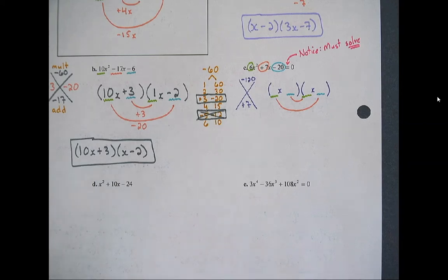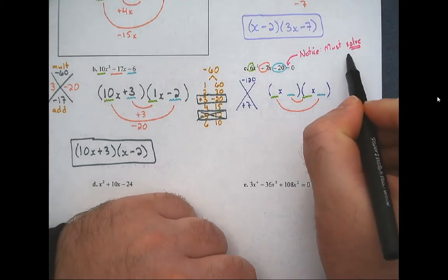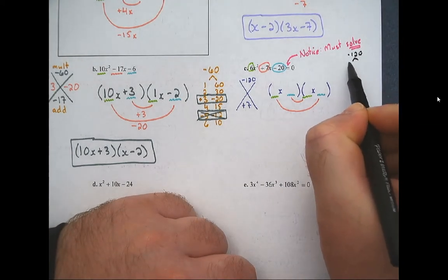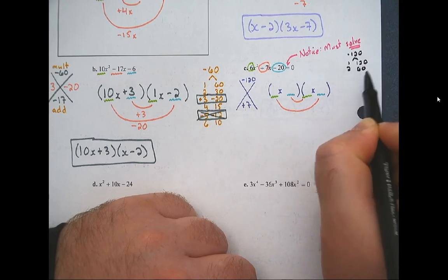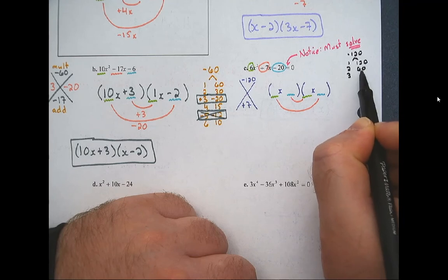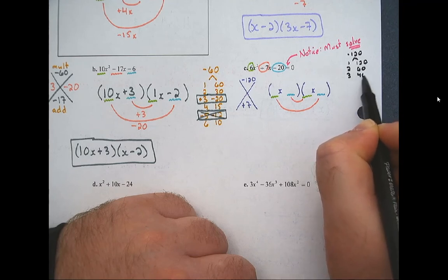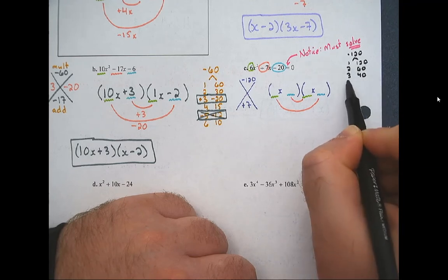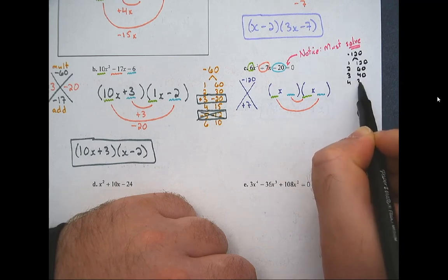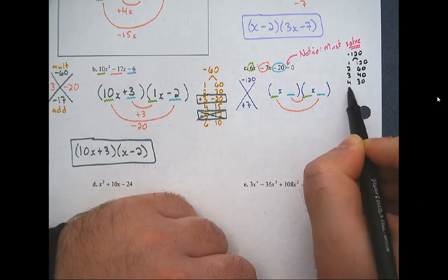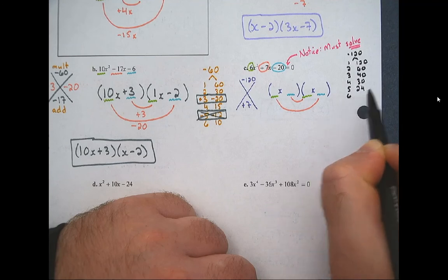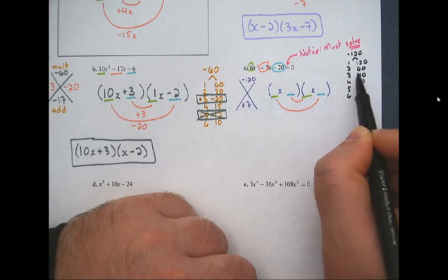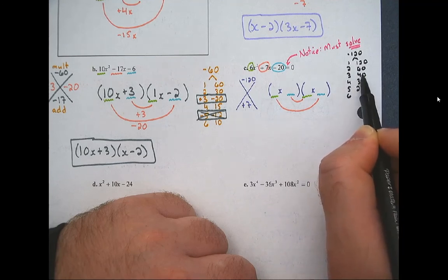So I need to break down negative 120. Yikes. Negative 120. So 1 and 120. 2 goes into that, so 2 and 60. 3 goes into that, so 3 and 40. 4, yep, that breaks down again by 2, so that's 4 and 30. 5 goes into that, so that's 5 and 24. 6 will work, so 6 and 20.